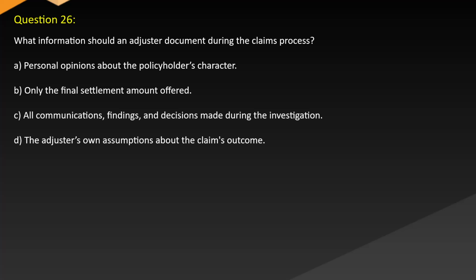Question 26. What information should an adjuster document during the claims process? A. Personal opinions about the policyholder's character. B. Only the final settlement amount offered. C. All communications, findings, and decisions made during the investigation. D. The adjuster's own assumptions about the claim's outcome.